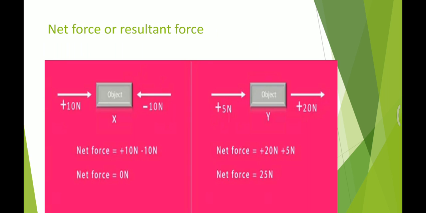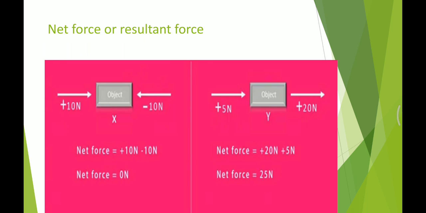In the other situation, the object Y, which is at rest, has two forces of different magnitude, one of 5 Newton and the other of 20 Newton, acting in the same direction. When two forces are acting in the same direction, then the two forces are added to each other. Then the net force here is 25 Newtons.